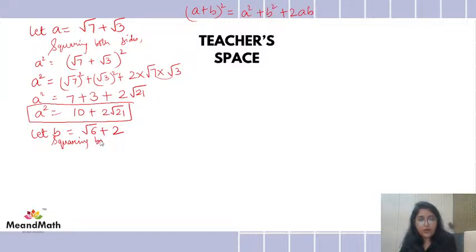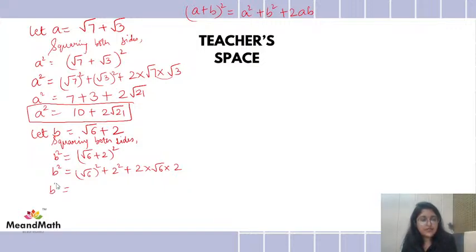Squaring both sides. Now I'm squaring both sides. B square is equal to (root 6 plus 2) whole square. Now how will we do this? Same formula: a square plus b square plus 2 times a times b. Then B square is equal to, the square root gets cancelled, we get 6 over here.